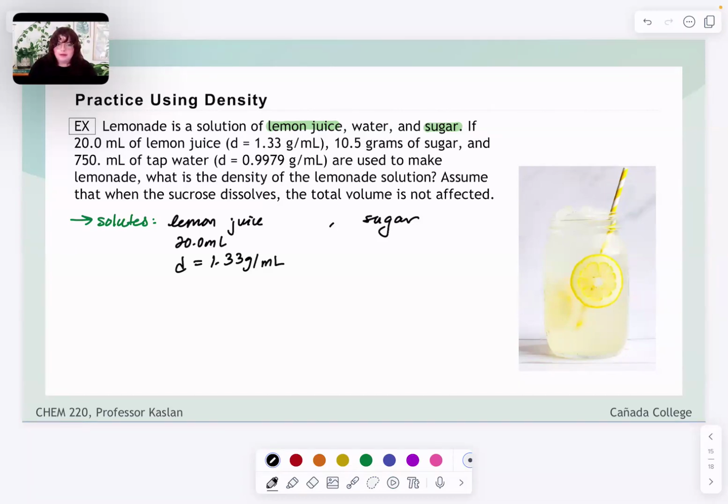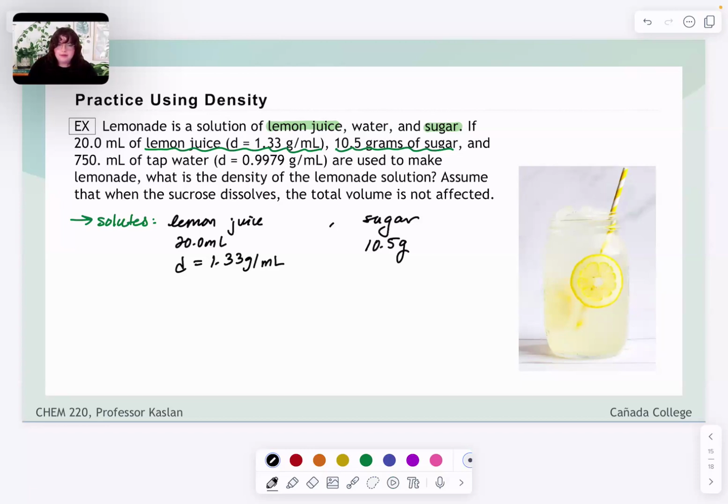Okay, anything else about lemon juice? Nope. So then let's see here. Let's go to our other solute. So we've found our information about lemon juice, solute. Let's now look at our sugar. So our sugar, we know the mass is 10.5 grams.